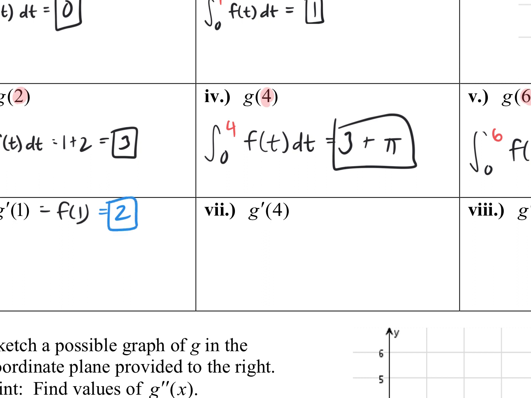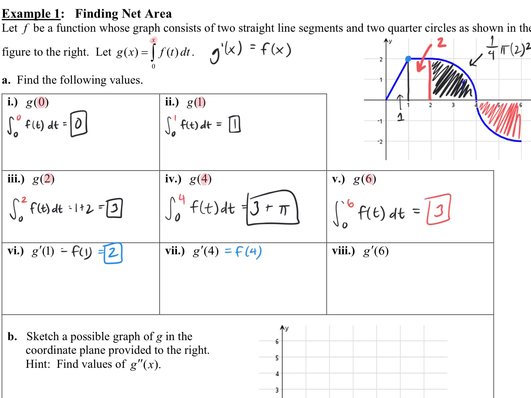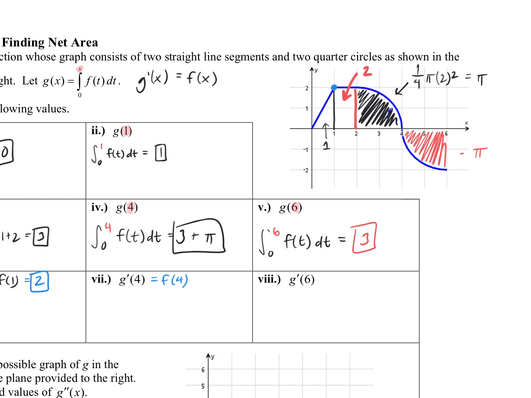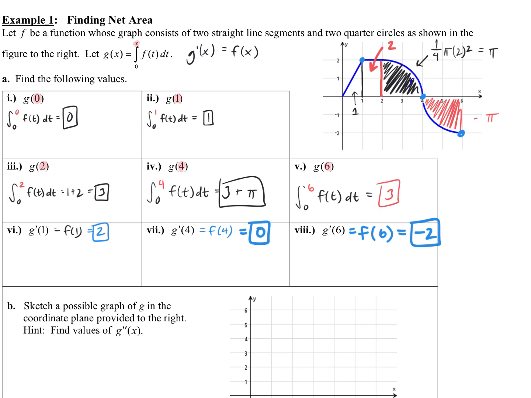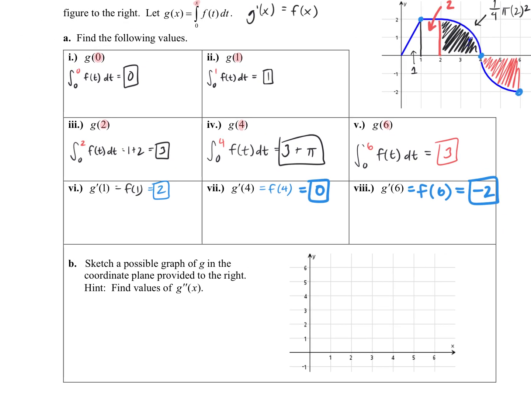G prime of 4, we're looking at, okay, well, when is my function equal to 4? 0. And lastly, at 6, when is f of 6 equal to negative 2? Any questions on evaluating either of those, the derivative or the regular function?